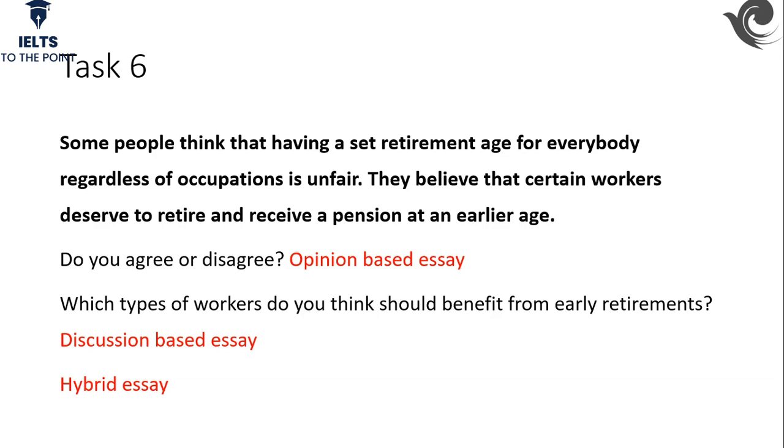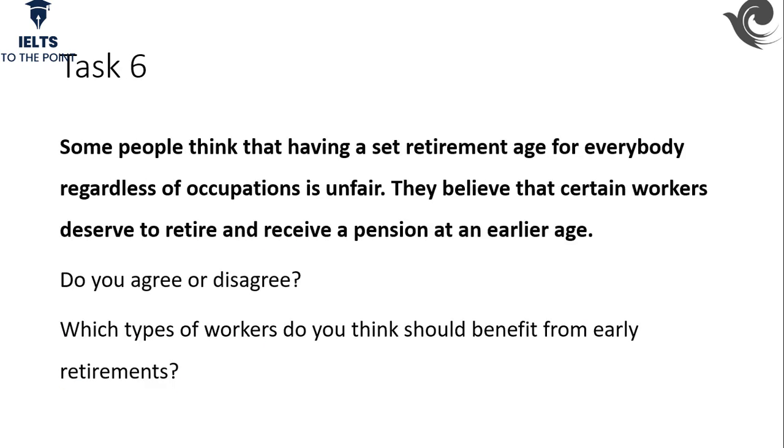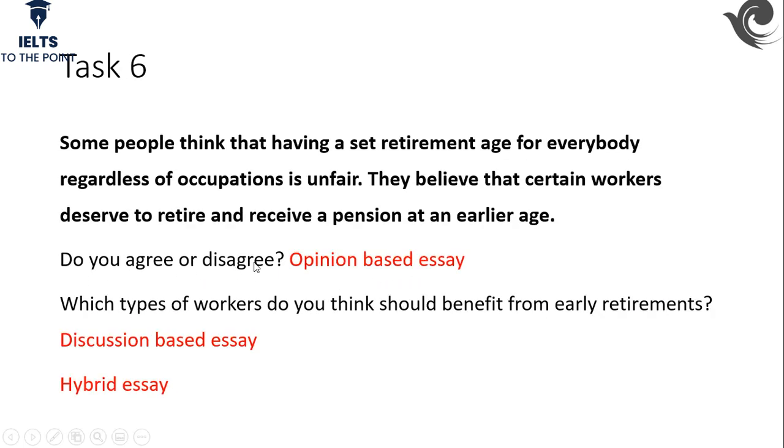hybrid or mixed essay. Now if you look at one major difference between task 4 and task 6, it is that in task 4's hybrid or mixed essay, the first instruction is very similar to what you will see in a discussion based essay, and the second instruction is very similar to what you will see in the opinion based essay. If you come to task 6, the first instruction is very similar to what you will see in opinion based essay, and the second instruction is very similar to what you will see in discussion based essays.